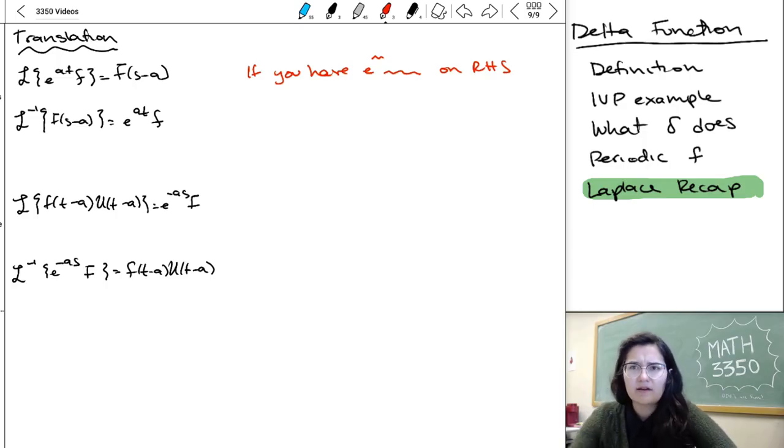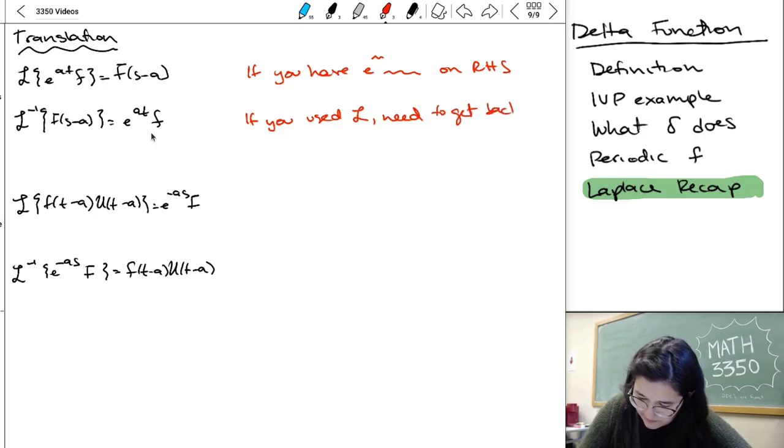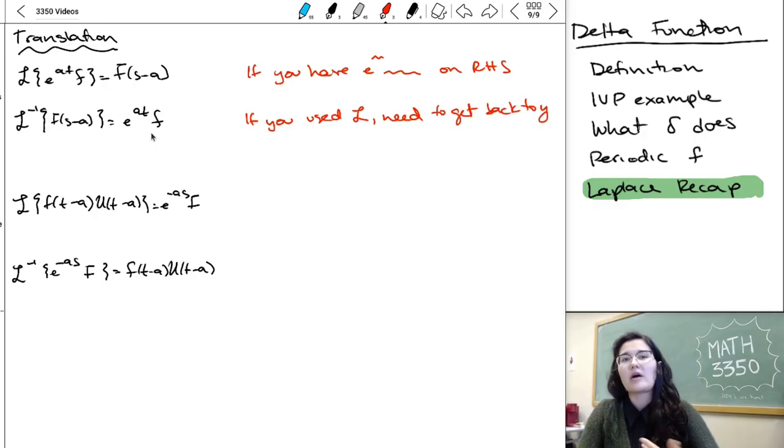And then the opposite one right here, L inverse of f of s minus a equals e to the at f. You actually just use this to get back to little y. So when you start a problem, just remember the properties you use, and usually those same ones are going to come back at the end of the problem.